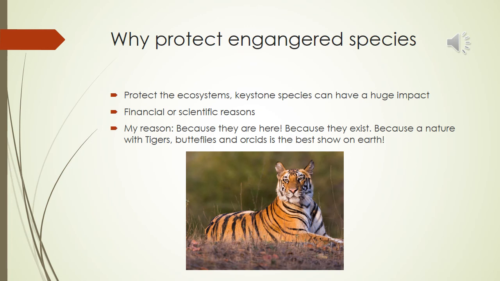Also, losing what we call keystone species can have a huge impact. For example, if we hunt all the sharks in the ocean, those top predators will be missing, and that will have an effect down the food chain. There are also financial and scientific reasons. The financial reason being that there's a lot of money being made from ecotourism, and the scientific reason being that we have found many interesting chemicals in plants, algae, and so on, that can be used for medicine.